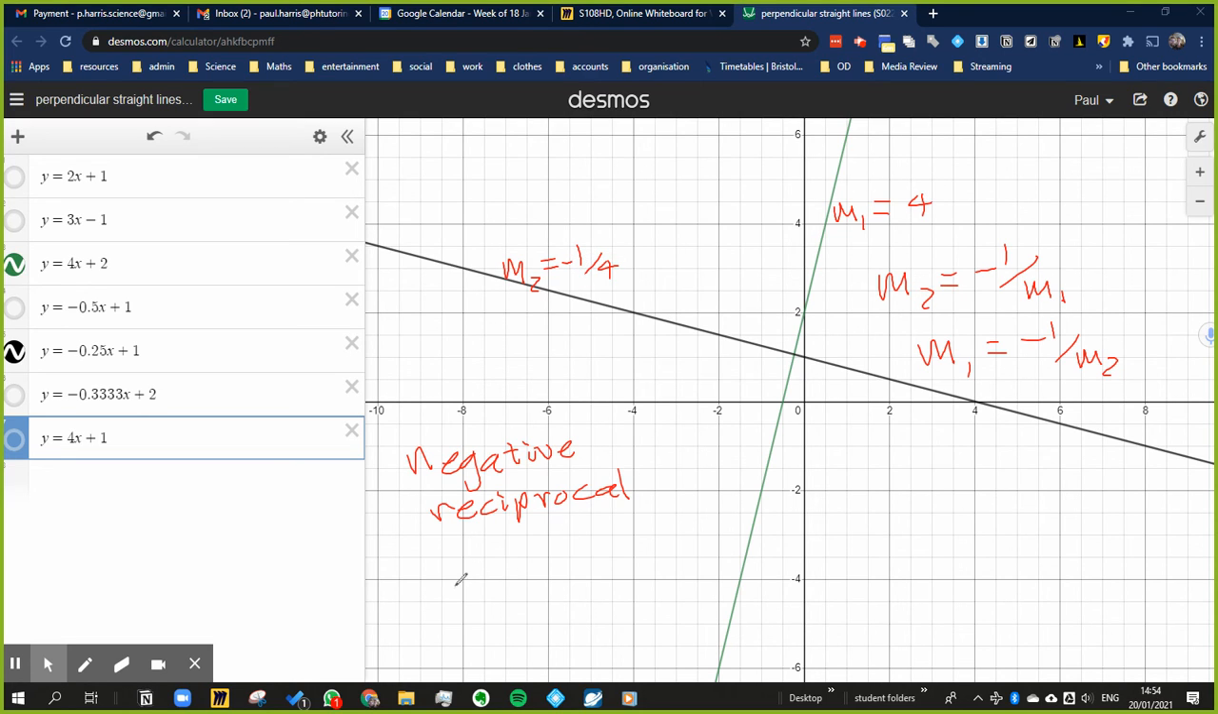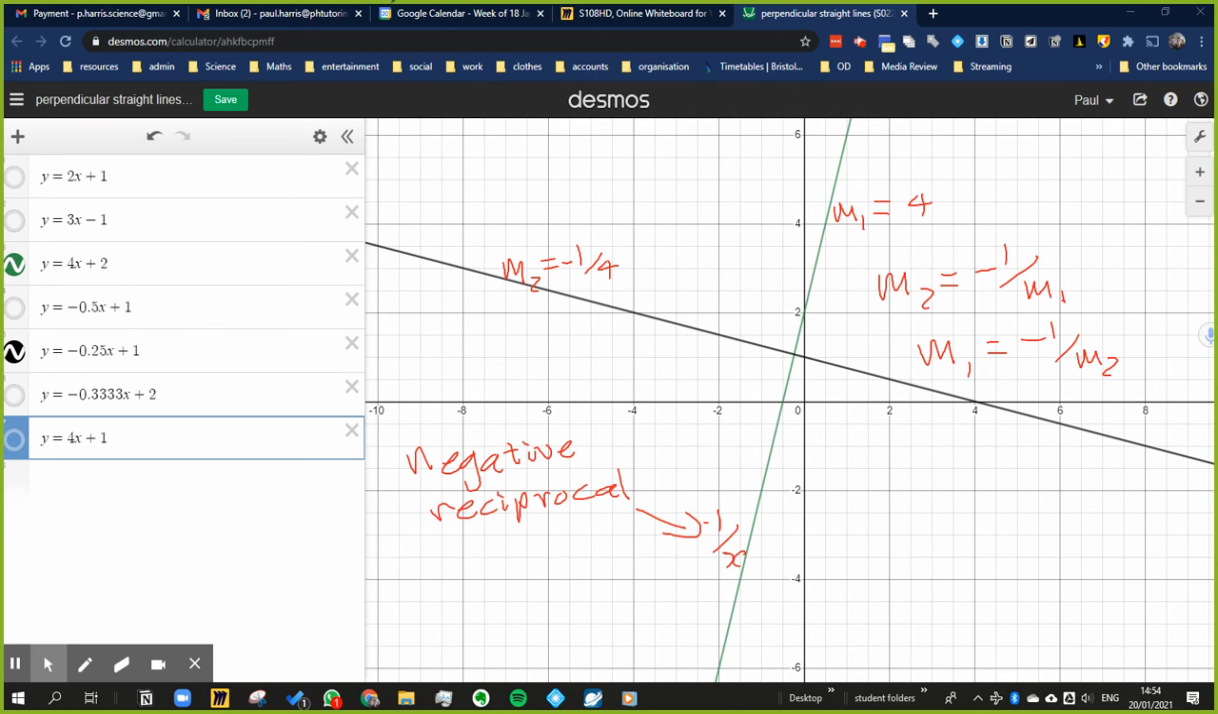The reciprocal just means 1 over something. So the reciprocal of x would be 1 over x. So the negative reciprocal would be negative 1 over x. So m2 is the negative reciprocal of m1, and m1 is the negative reciprocal of m2.